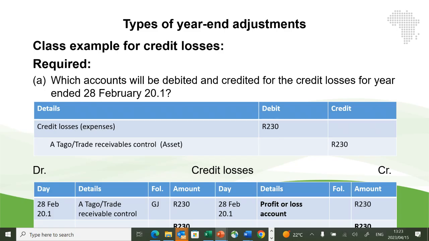If you were required to prepare a general ledger account for credit losses, you can see on A that we said debit credit losses. You'll have debited the credit losses with 230. When you debited the credit losses, what did you credit? You credited A Tango, or trade receivable control, for 230, because it's a credit loss. Remember, credit losses form part of your expenses. We close them off to your profit or loss account, so you put 230 on the other side. There is no balance carried down. It's sitting at zero right now, zeroed out.